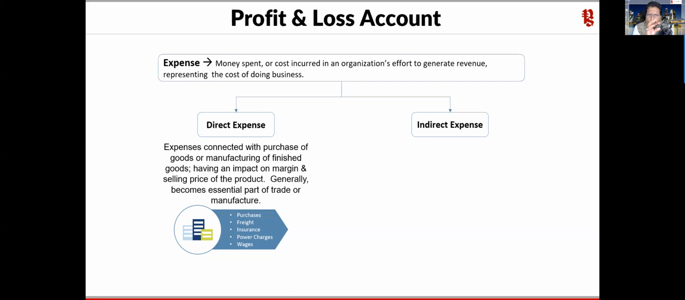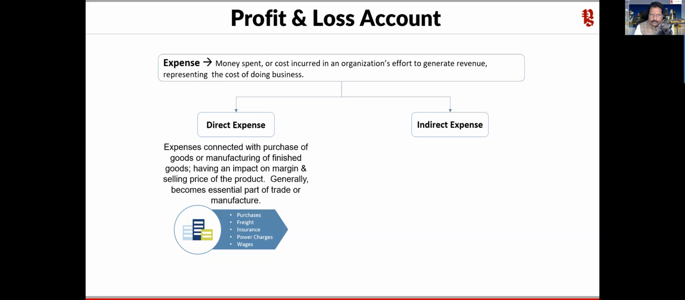So in trading account, what constitutes trading account? Very simple. The moment we say trading, even if you're a manufacturer, after you manufacture, you need to trade that goods, your finished goods, right? So the trading account basically tells you what is that bare minimum profit that your company is earning, not considering your other expenses where you have to incur to generate revenue. So every expense is incurred to generate revenue, but again it calls for an important classification of these two types of expenses, right?